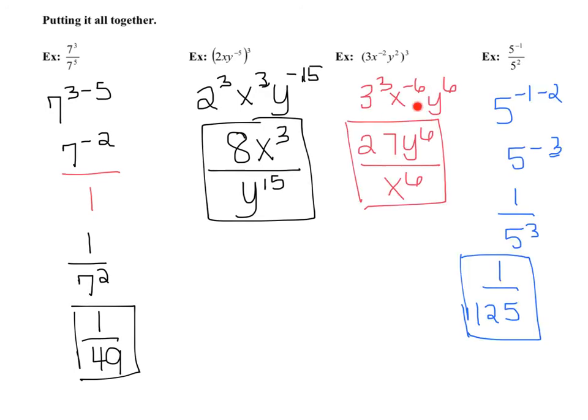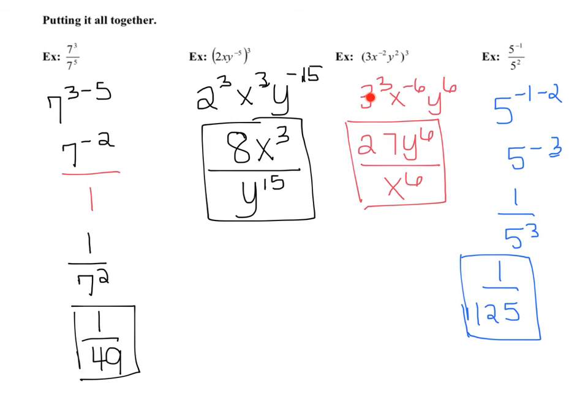So for the first example, we're going to get rid of the parentheses by raising each item inside to the third power. So that means to do 3 to the third power, x to the negative 2 to the third power, but because it's a power to a power you can multiply, so that becomes x to the negative 6th, and then y to the second to the third power, and again you can multiply, so that becomes y to the 6th. So of my 3 items, only the x has a negative exponent, so that's the only one that needs to move. The other 2 will stay.